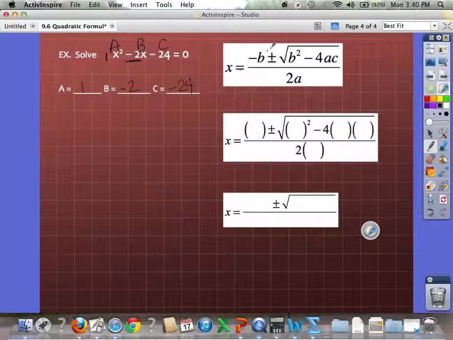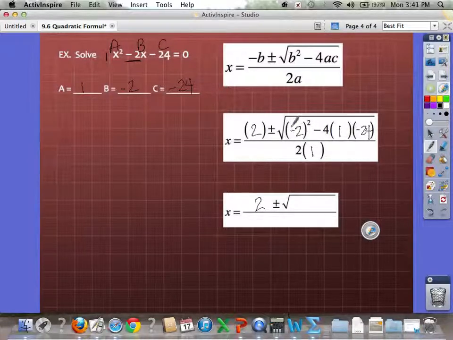Now remember, this says opposite of B. Well, my B right now is negative 2. So my opposite of negative 2 is going to be a positive 2. And then my B squared is going to be negative 2 squared minus 4 times A, which is 1, and C, which is negative 24. And then all divided by 2 times A, which is 1. Now, what we want to do is clean up, so 2 will just come in the front.